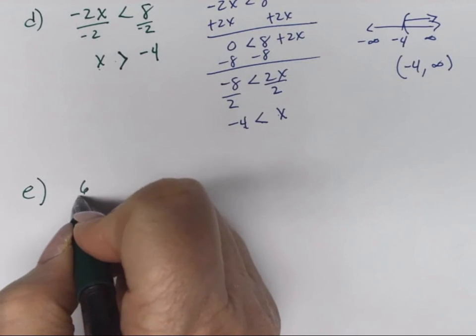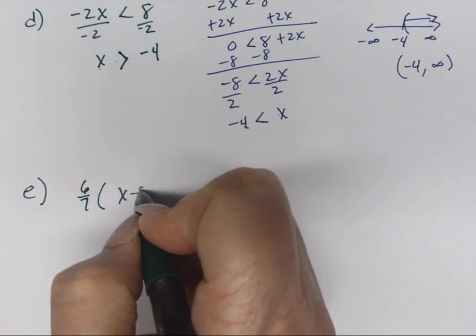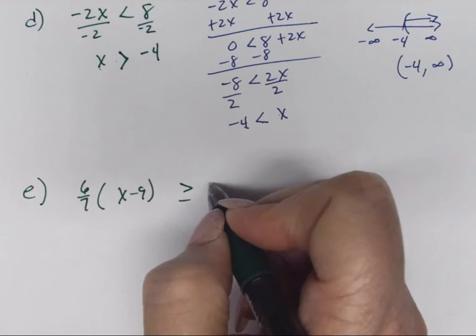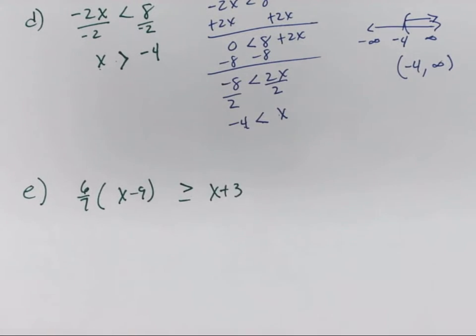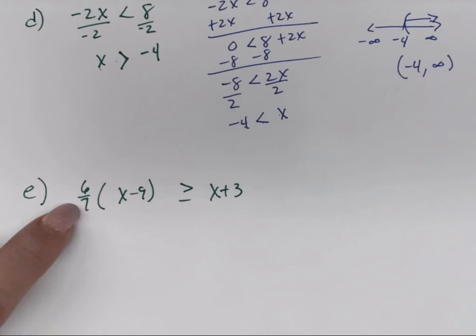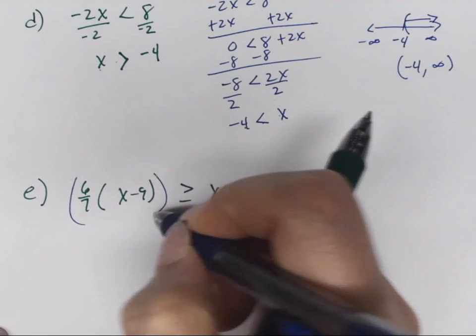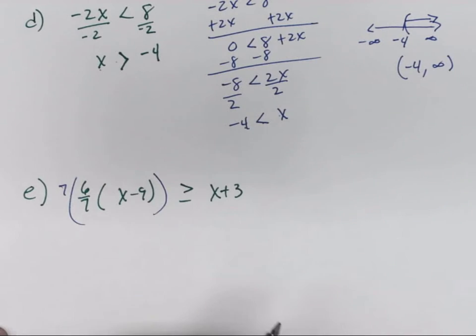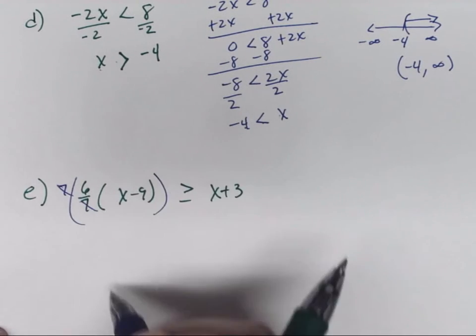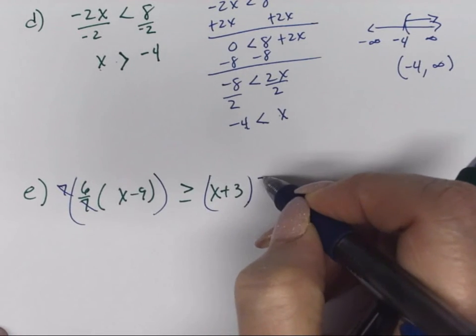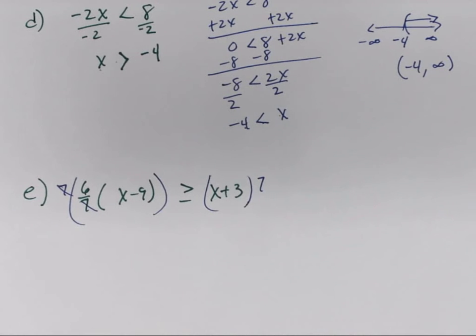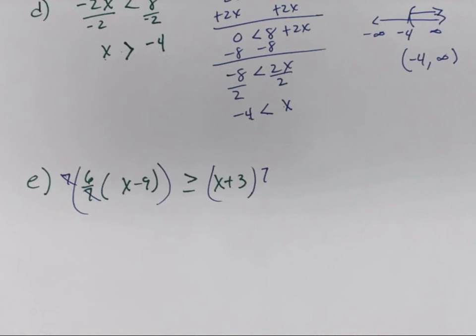Here we have 6/7 times (x minus 9) greater than or equal to x plus 3. So here we have a fraction. Well, I don't want to multiply the fraction times the x and the 9 and then deal with a bunch of fractions. So I'm going to do what I would normally do. I want to clear that denominator, so I'm going to multiply by 7 on this side to clear it and multiply on this side by 7 because it's the same as when we deal with equations. What we do to one side of the equation, we have to do to the other side.